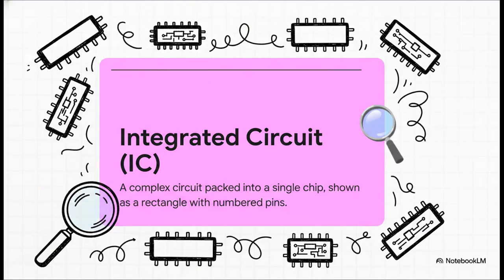Easy. All right, these are the brains of the whole operation. Integrated circuits, or ICs. These are entire, incredibly complex circuits. We're talking millions, sometimes billions of transistors, all crammed into one tiny black chip.